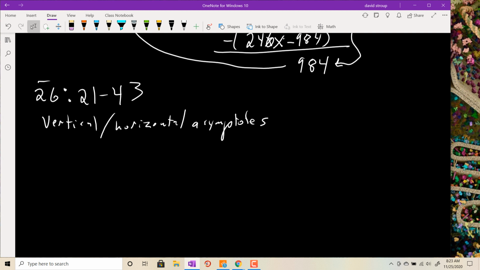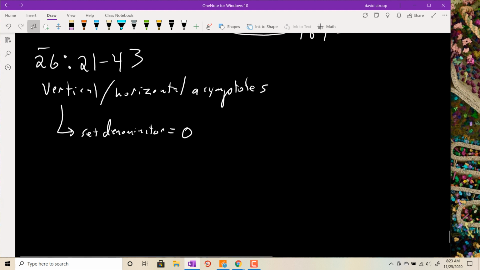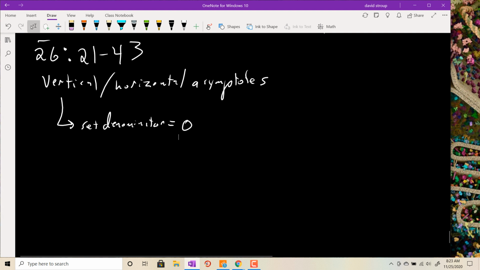Okay, so the vertical asymptotes are found by setting the denominator equal to 0. And then solving. Okay, it's basically restricted values, and then you'll get x equals something for your answer. Okay, so for example, let's look at, I don't know, 31.